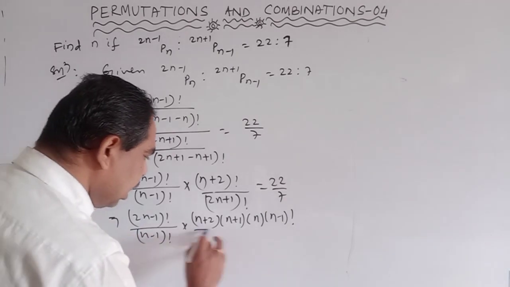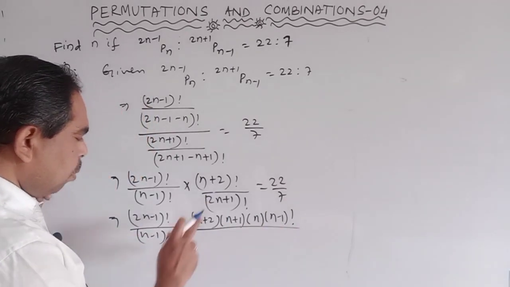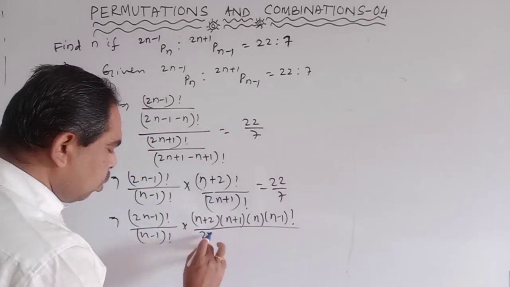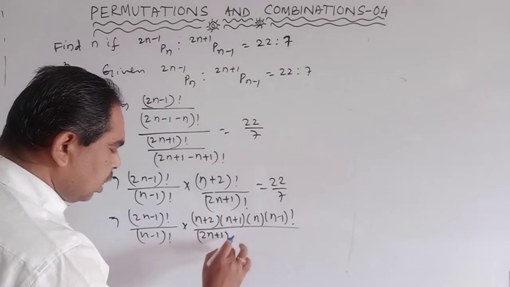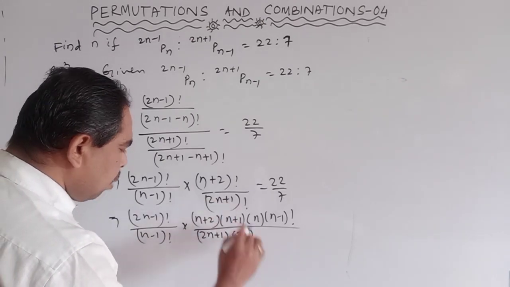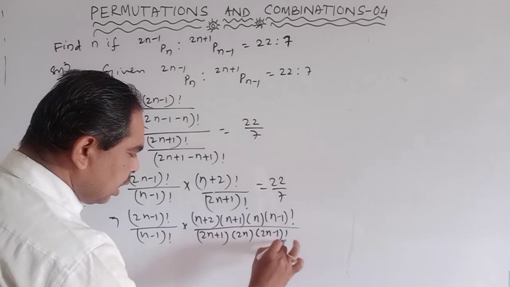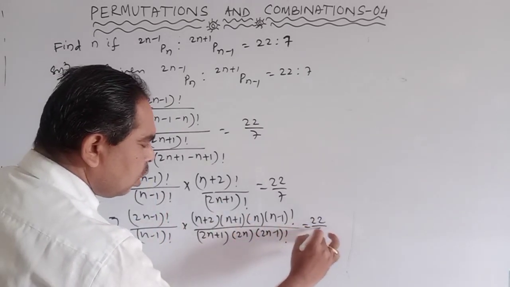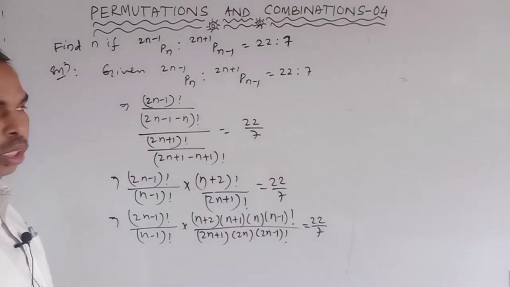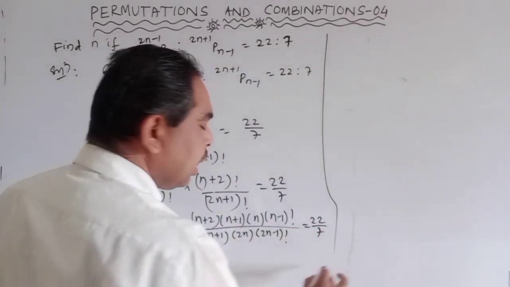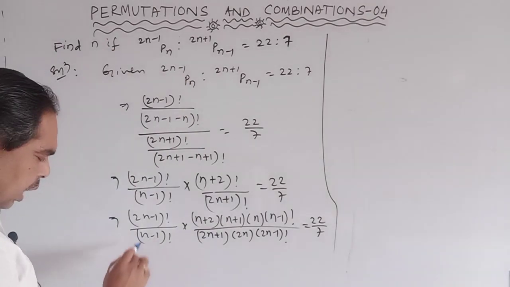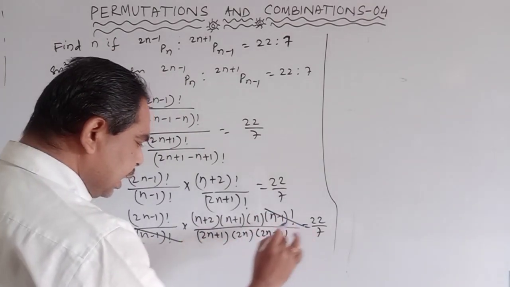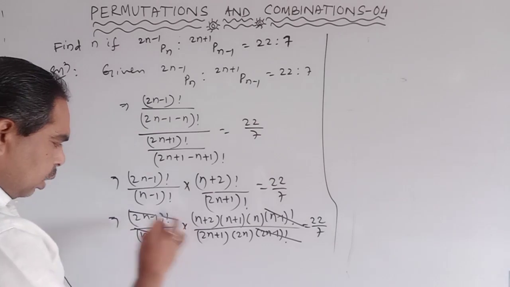Similarly, (2n plus 1) factorial means 2n plus 1, then reduce by 1 to get 2n, again reduce by 1, continuing until (2n minus 1) factorial, is equal to 22 divided by 7. So (n minus 1) factorial cancels, and (2n minus 1) factorial cancels.